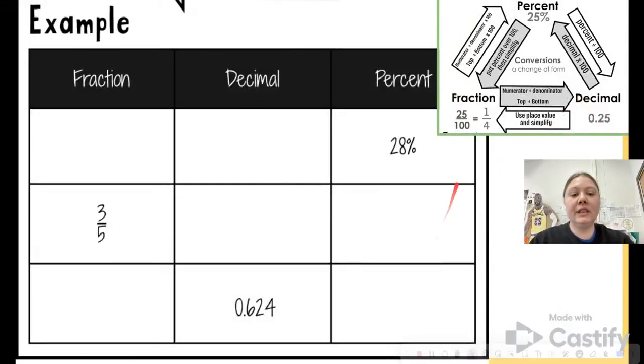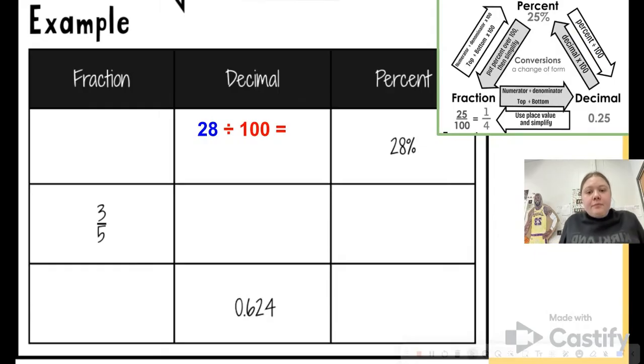Usually you will see tables like this. We've got fraction, decimal, and percent, and we'll use the notes we just took to convert between these. We're going to start here with 28%. I need percent going to decimal. So this arrow tells me percent divided by 100. So I'm going to take 28 divided by 100.